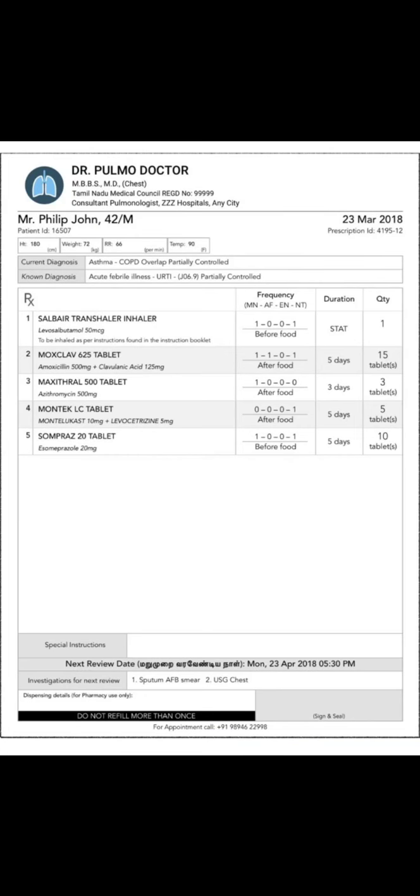Today we will discuss the prescription. What is a prescription and what is the role of the pharmacist in a prescription?